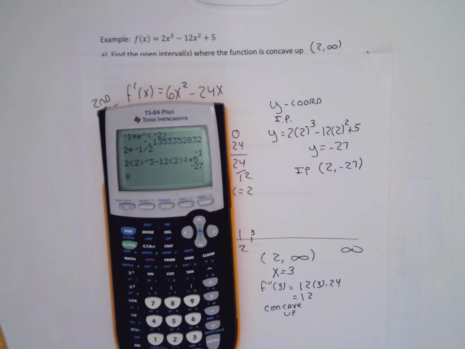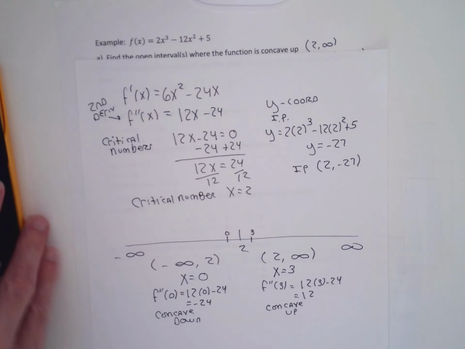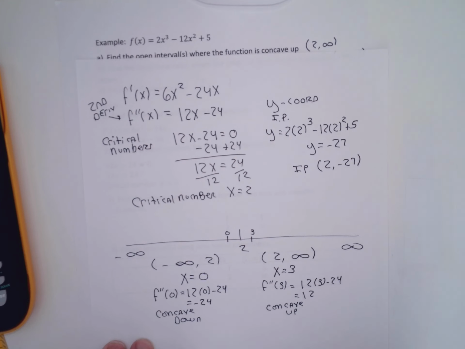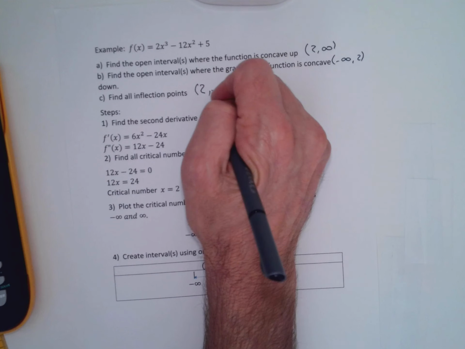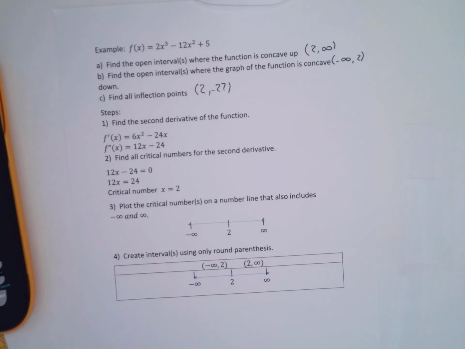So the algebra is not particularly hard. It's exactly the same algebra, except I'm using the second derivative, making slightly different interpretations, but it's basically the same. And that's everything for that example.